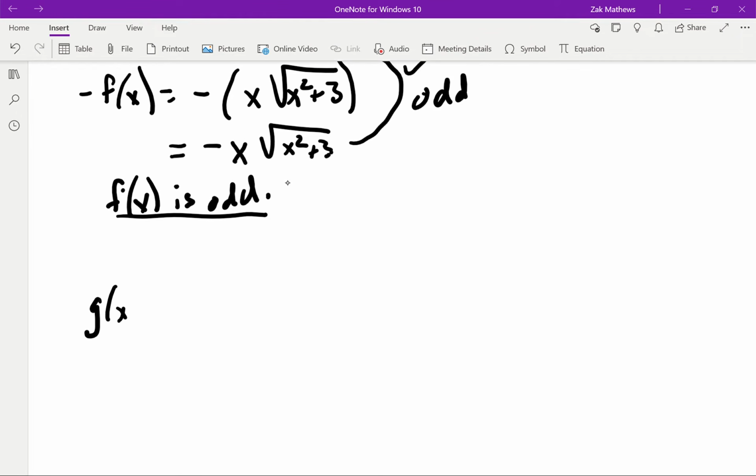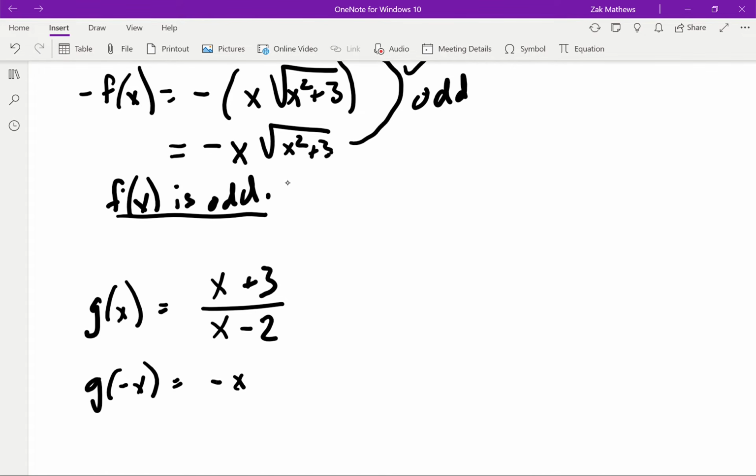And we'll take x plus 3 over x minus 2. I'll plug in my negative x first. So I'd have a negative x plus 3 over negative x minus 2.